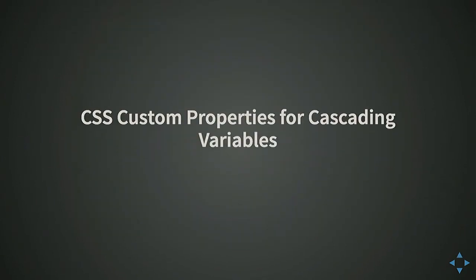This is our second topic. CSS custom properties for cascading variables, or shortly, custom properties or CSS variables. These variables are very similar to preprocessor variables. They contain specific values that are intended to be reused. The really important part is that preprocessor variables are static. So you create a variable, and when CSS is created from Sass or Less, there will be a static value.